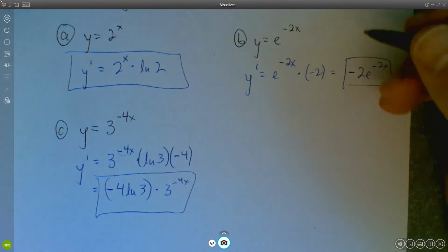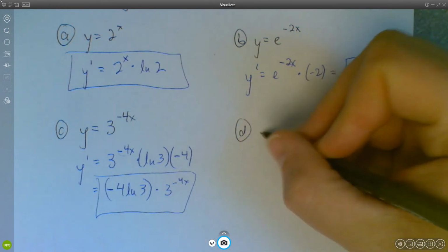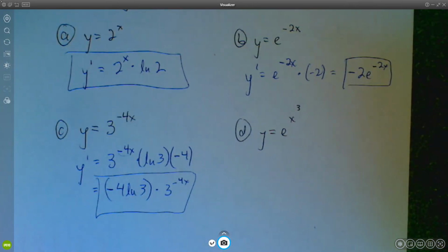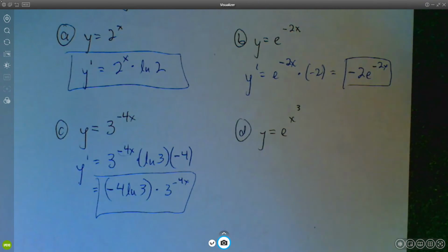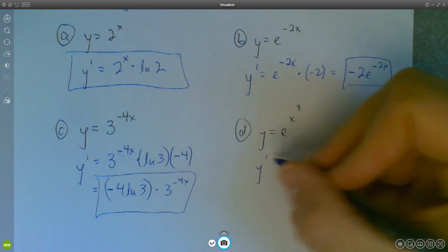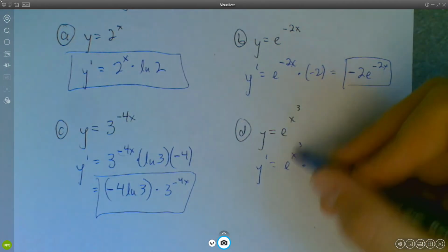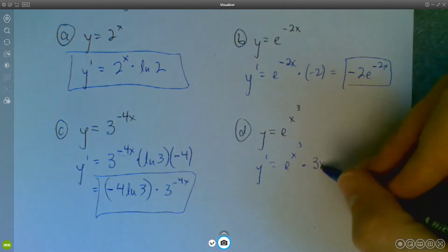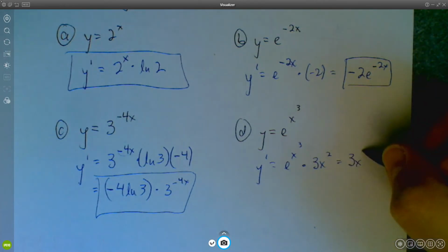Okay. Well, let me give you another one. Y equals e to the x cubed. So exponents within exponents. Y equals e to the x cubed. So y prime would be the function itself times the derivative of the exponent, right? Derivative of x cubed is 3x squared. So this is 3x squared e to the x cubed.